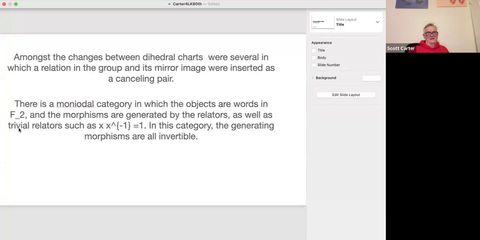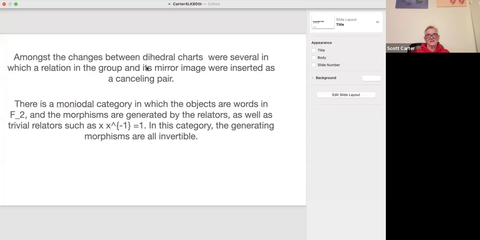Oh, I misspelled monoidal. Okay, there's a monoidal category in which the objects are words in the free group on 2 generators, and the morphisms are generated by the relators, as well as the trivial relators, such as x times x inverse is equal to 1. So the generating morphisms are all invertible. So that's this categorical statement of what's going on.